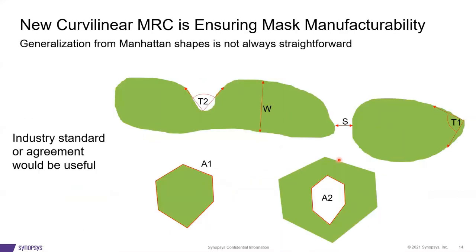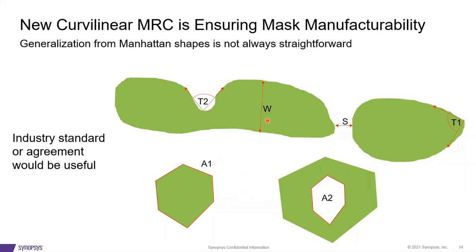New curvilinear MRC is also ensuring mask manufacturability. However, generalization from Manhattan shapes is not always straightforward. Some measurements, such as minimum area of a polygon, may be transferable from Manhattan to curvilinear domains, but there are open and unresolved questions about what constitutes width and space violations, as well as what kinds of angular features can be allowed.